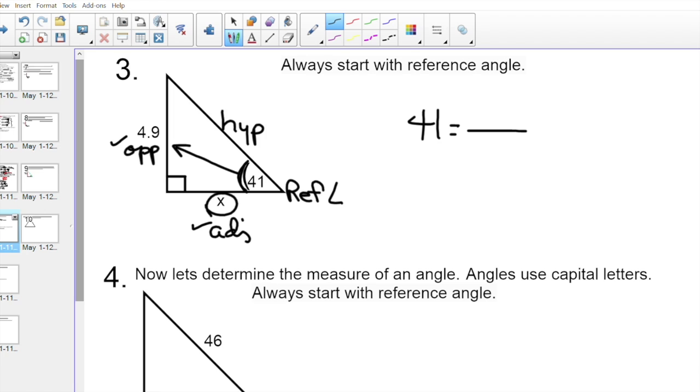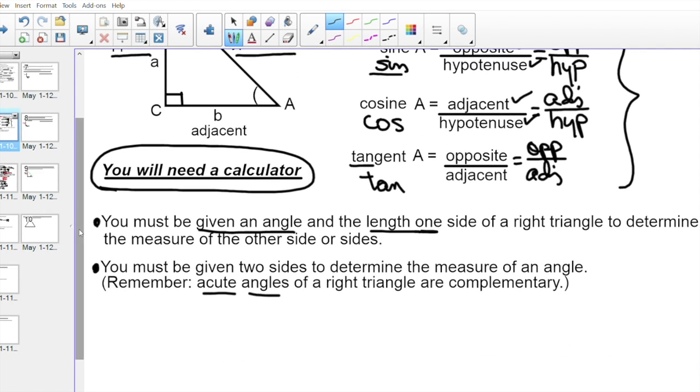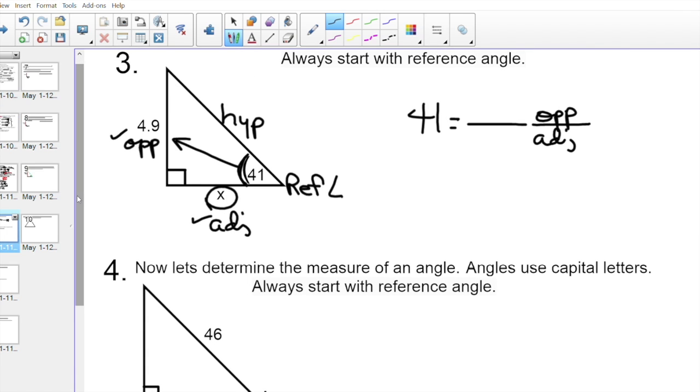So our ratio would be opposite over the adjacent. Now, I'm using the fact that what I showed you earlier, that if you put the opposite length over the adjacent length, that is the tangent. So, that's tangent. Now, over here, the opposite is 4.9, and the adjacent is x.